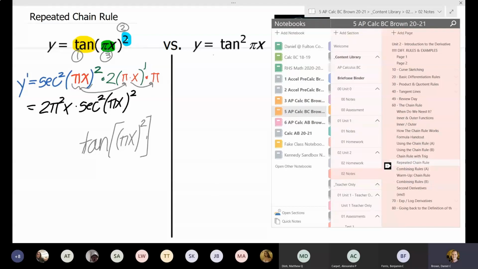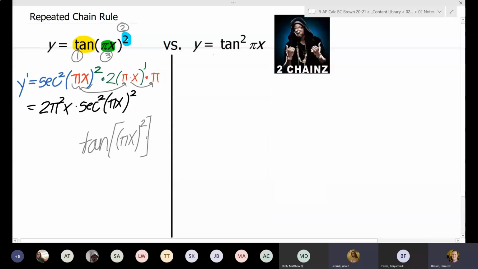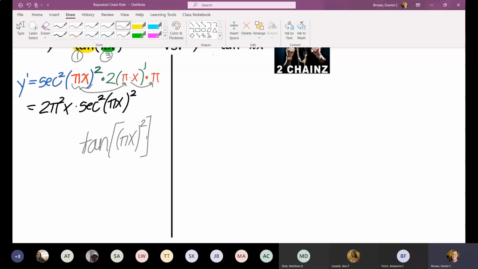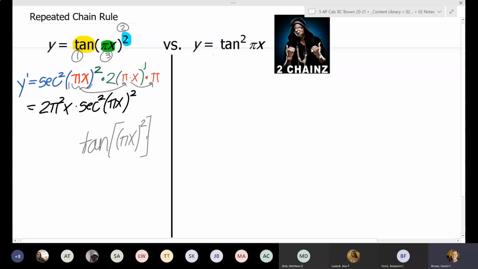Anna, you have your hand up. What's your question? I'm just confused why you did secant squared of pi of x squared if the squared was its own step. Like, why is it pi of x squared? Trying to think what you mean. You're talking about, I'm about to highlight it in purple, this part right here. Yeah, why wouldn't it just be pi of x? Why is that squared?